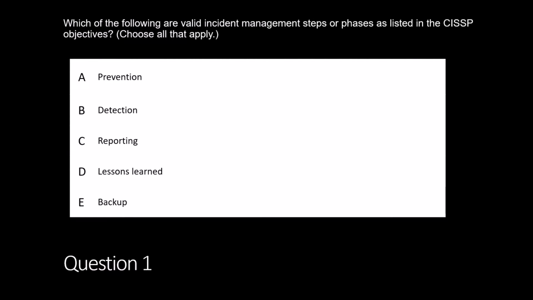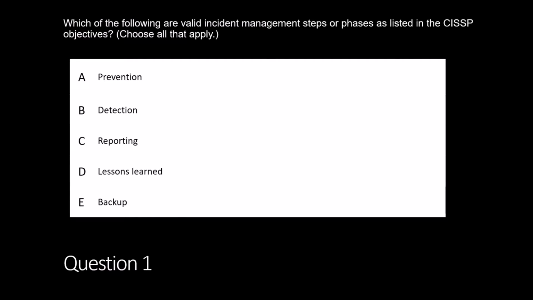Okay, let's start with the first question of the day. Which of the following are valid incident management steps or phrases as listed in the CISSP objectives? Choose all that apply. So you've got to go ahead and choose more than one option. Let's go through the options first of all. A, prevention. B, detection. C, reporting. D, lessons learned. And E, backup.